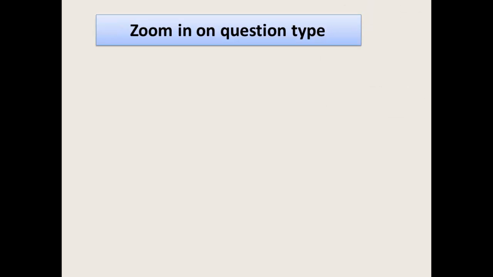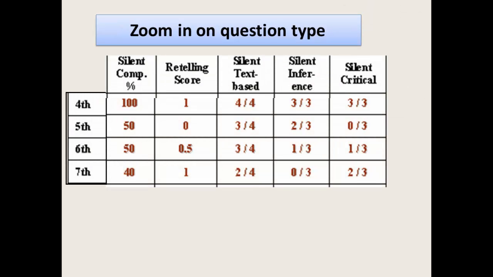So, let's zoom in now on question type. First, we're going to look at text-based for silent comprehension. Look at what we have here. 4 of 4, 3 of 4, 3 of 4. Solid as a rock, folks. So move to inference. 3 of 3, 4th and 5th grades strong. 6th grade is a concern, 1 of 3, and 7th grade, 0 of 3.